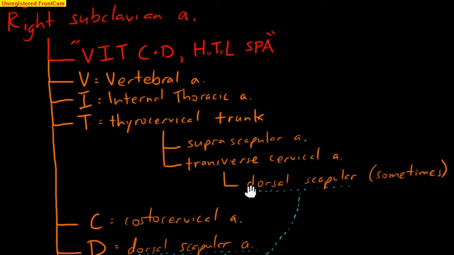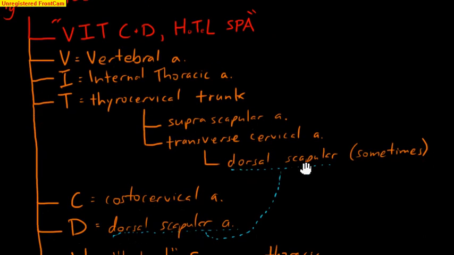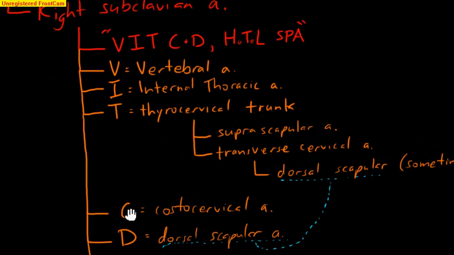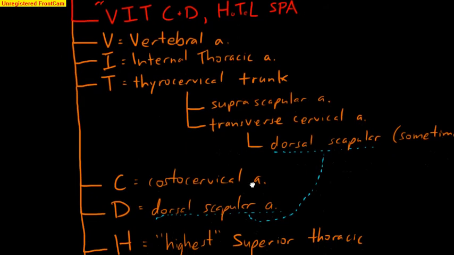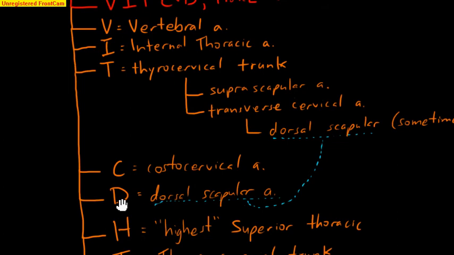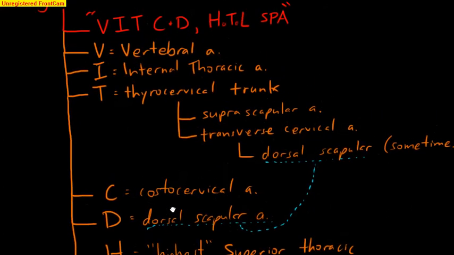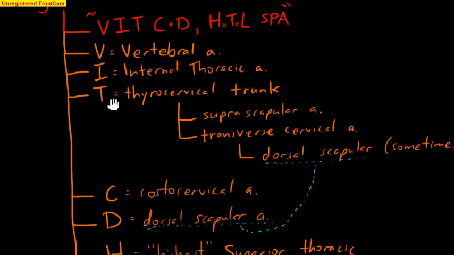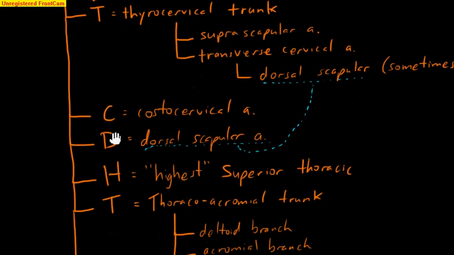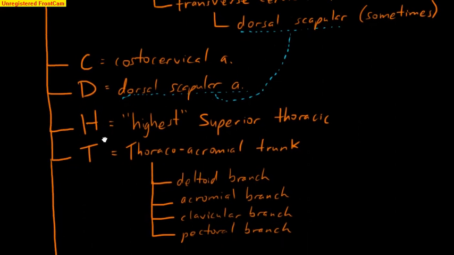Off your transverse cervical artery, sometimes you may find your dorsal scapular. Otherwise, it'll be found later on. The C is the costocervical trunk, not artery. It's going to be the trunk. And D is going to be dorsal scapular artery. So we got vertebral, internal thoracic, thyrocervical, costocervical, dorsal scapular.